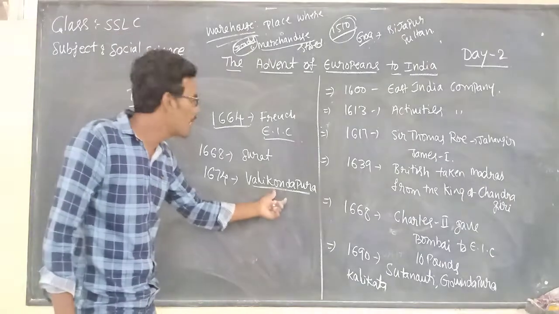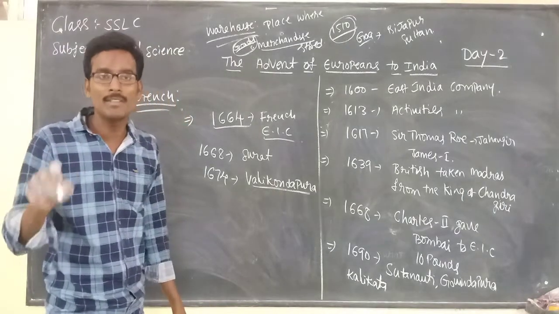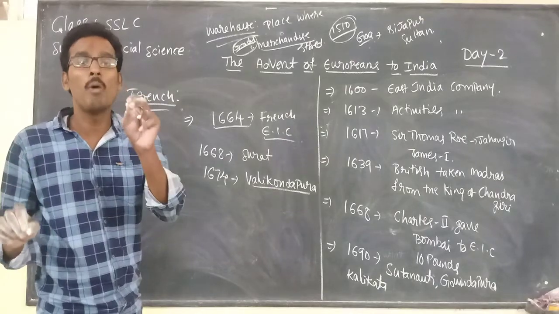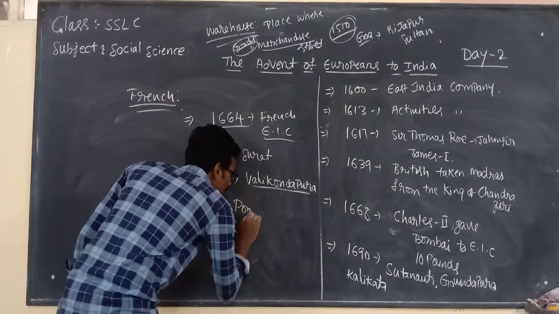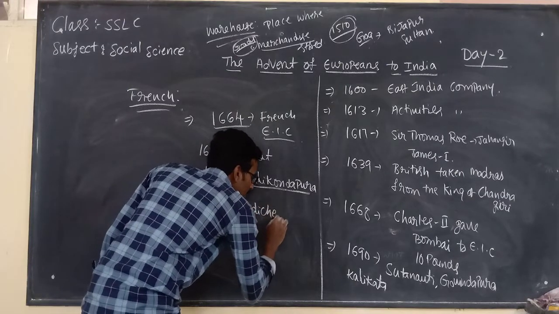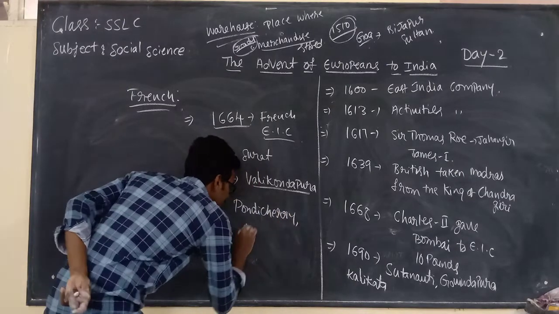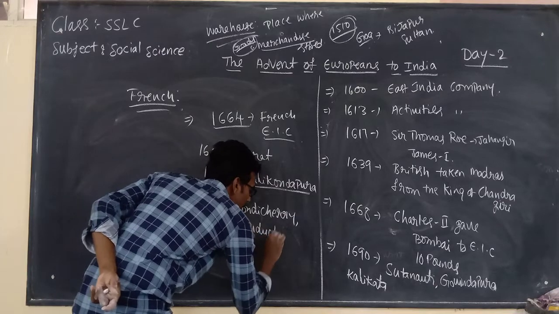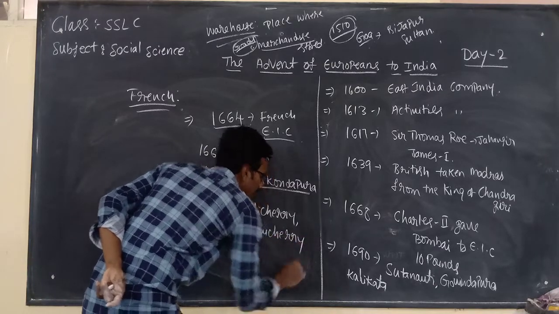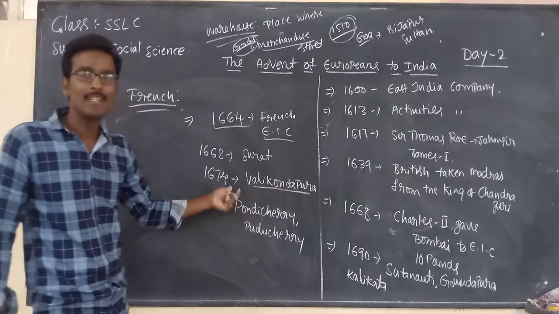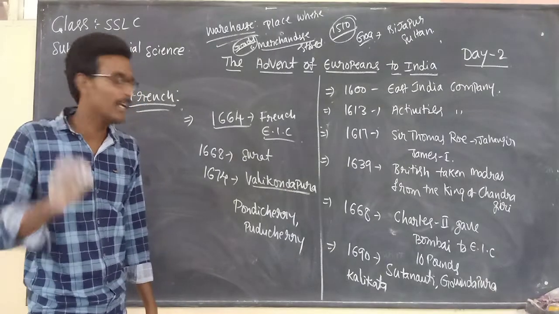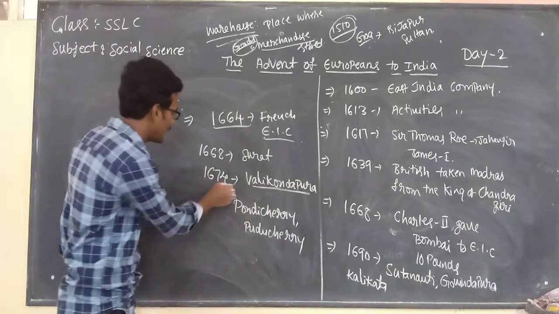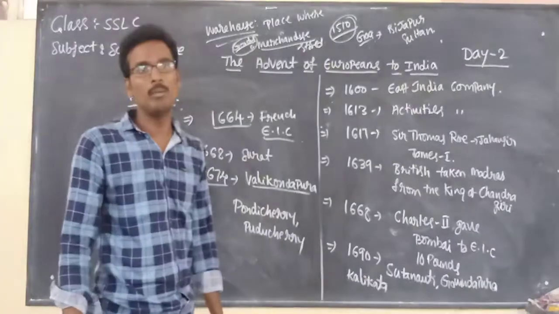Gradually, this Valigondapura at present is called Pondicherry or Puducherry, one of the Union Territories in India. So we can say that the important trade center of the French in India, that is Pondicherry, was captured in the year 1674.